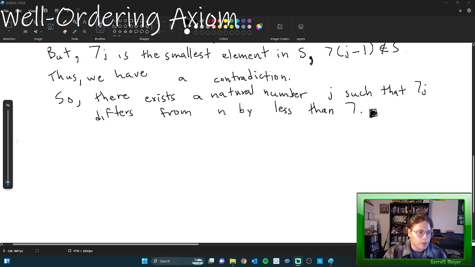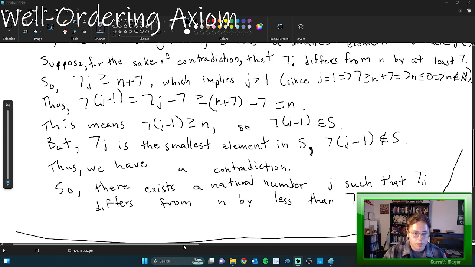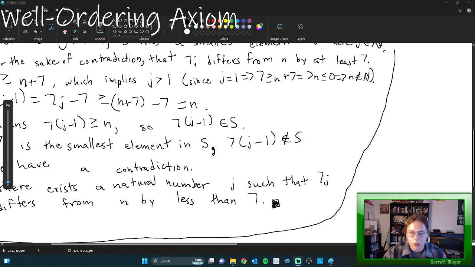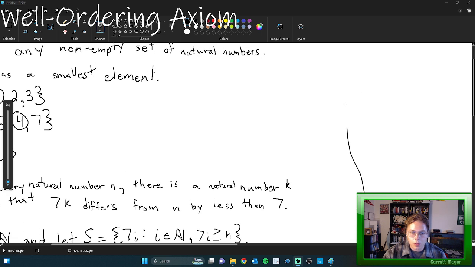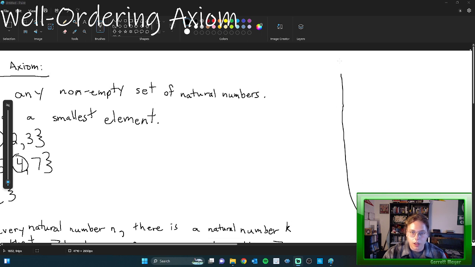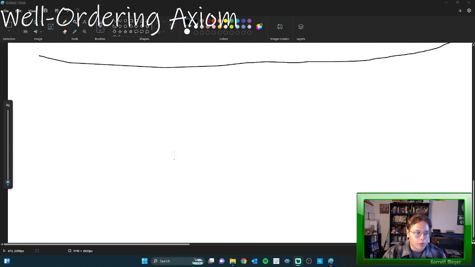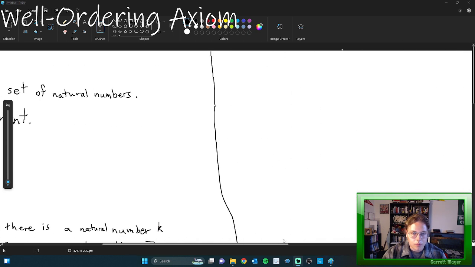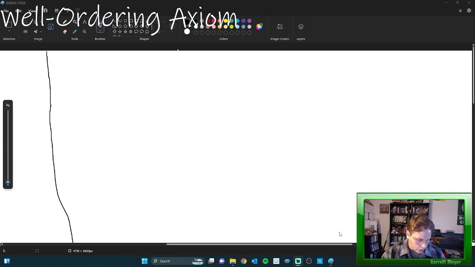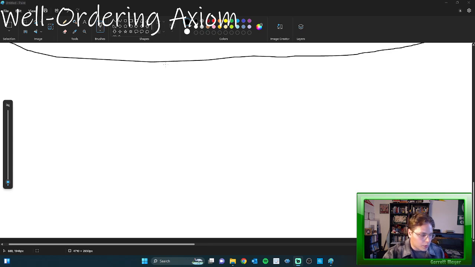Okay, so let's block this part off, because now that we have the well-ordering axiom defined, we can now move forward into the division algorithm. Let's see if I have room. I don't think I have room down there. Let's start up here then. So now that we understand the well-ordering axiom, we can move to the division algorithm. Actually, let's use what I have down here to give examples.